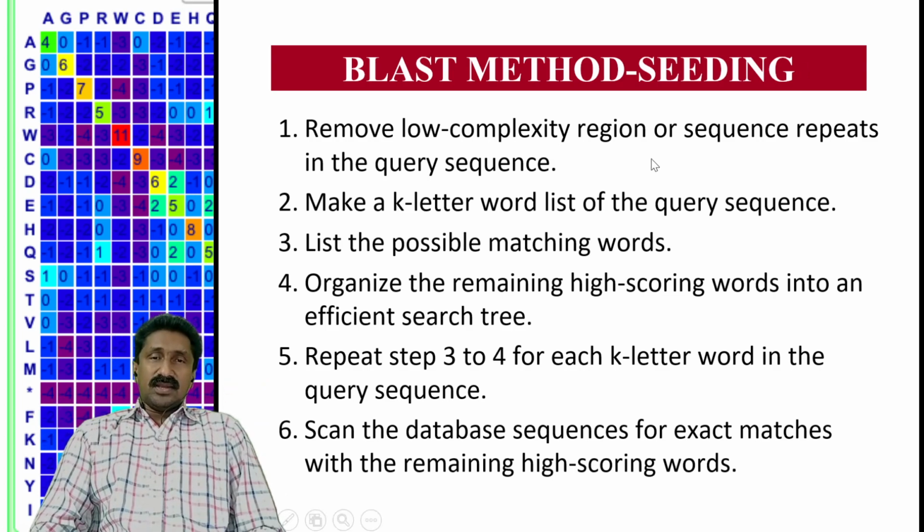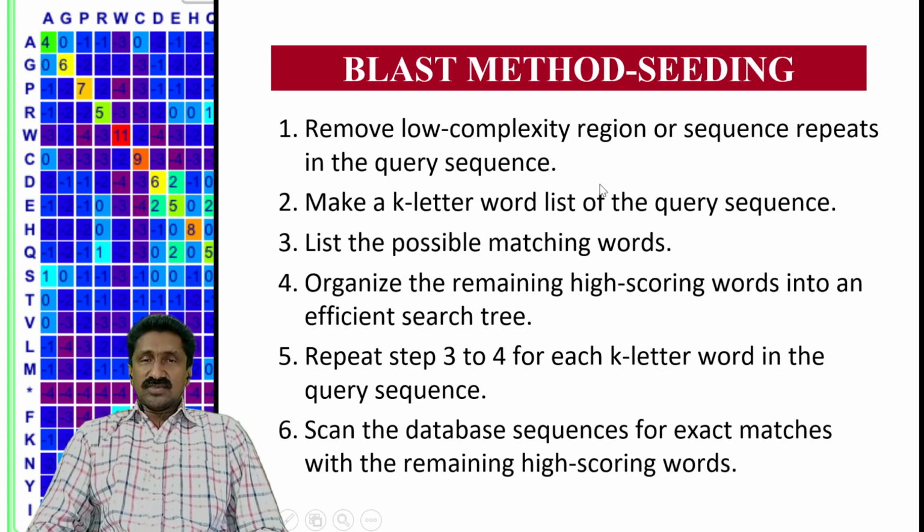Now make a keyword list of the query sequence, then list all the possible matching words. These terms, the keyword, the query list, and matching words, were already discussed in the previous sessions. So it will generate a word list, then organize the remaining high scoring words into an efficient search tree. Then these steps will be repeated if it is required. So finally you will avoid the low complexity regions, generate the keyword list, and a search tree will be constructed. Then scan the database sequences for exact matches.